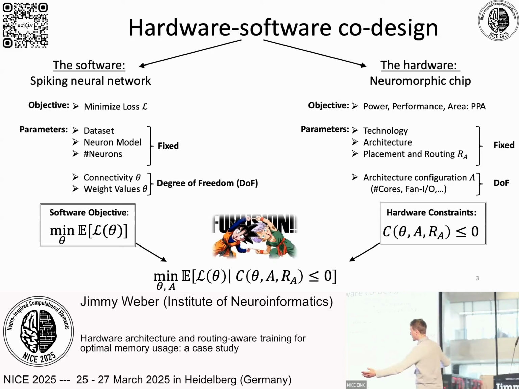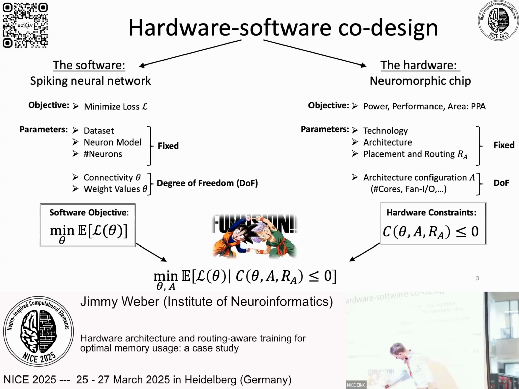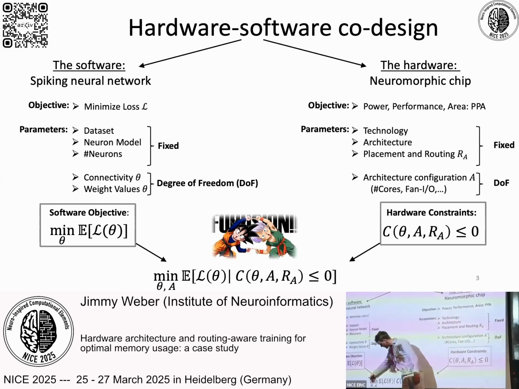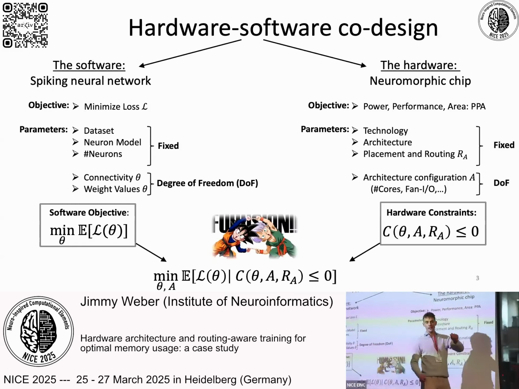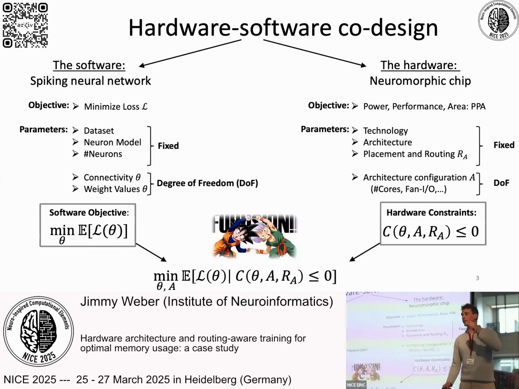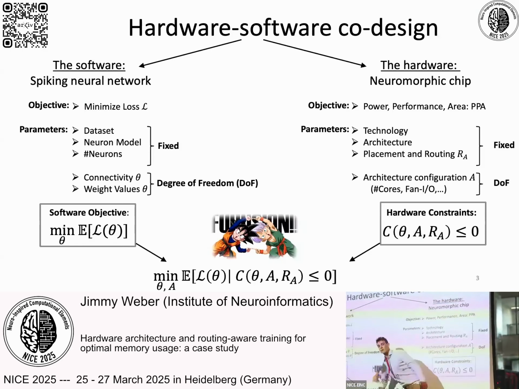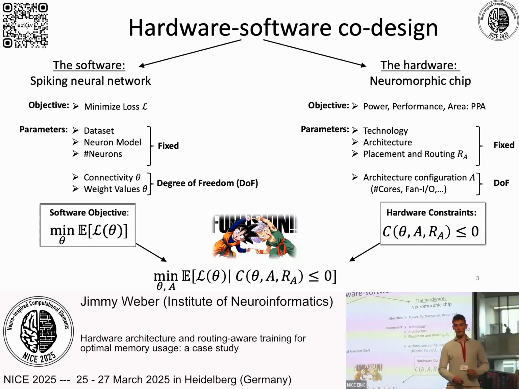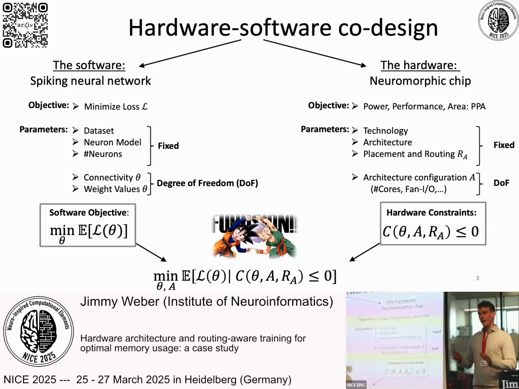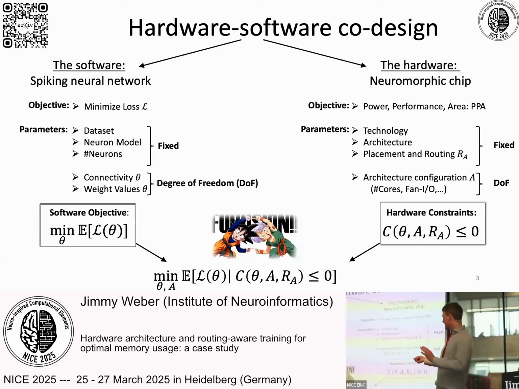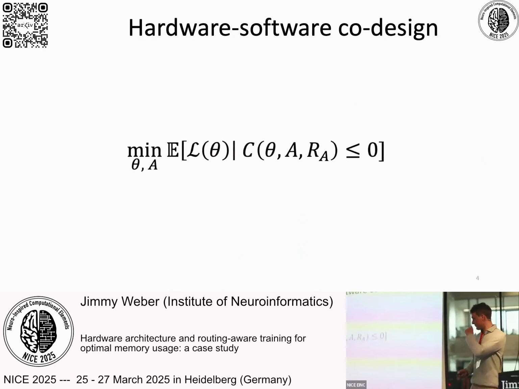Finally, we want to reconcile those two. So basically we are minimizing the loss with respect to the constraint being below or equal to 0, and having as tunable parameters the set of weights and the precise architecture parameters that we're going to have. Again, the A there is, for example, the number of cores, the fan-in, everything. Right, I hope you all follow because this is going to be central for the rest of the presentation.